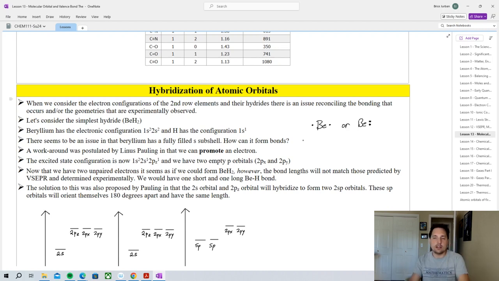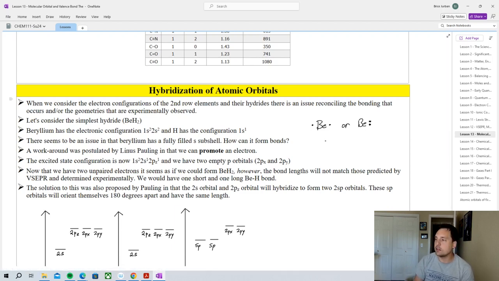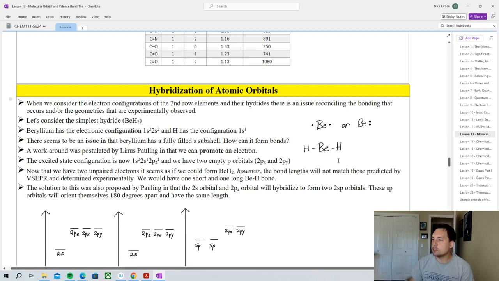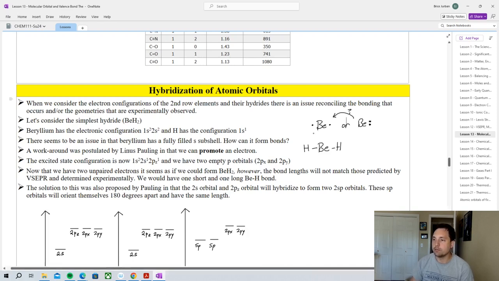kind of been working at this from the assumption that valence bond theory is correct and that the electrons for beryllium will want to bind on either side to give us a bond angle that looks like 180 degrees, and that we do form these molecules, right? So how can we make sense of going from this to that? That's really the question here.